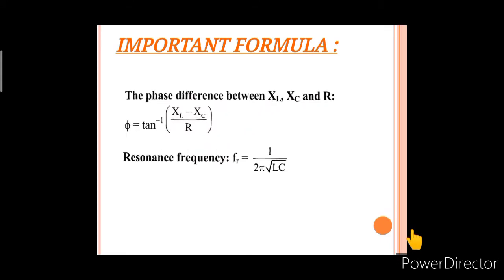Then we can determine the phase difference between XL, XC and R, which is given as phi equal to tan inverse of (XL minus XC) upon R, as well as the resonance frequency F_R, which is given by the equation 1 upon 2 pi square root LC. So these are the formulas that we will use to solve the numericals of this chapter, chapter 13 AC circuits.